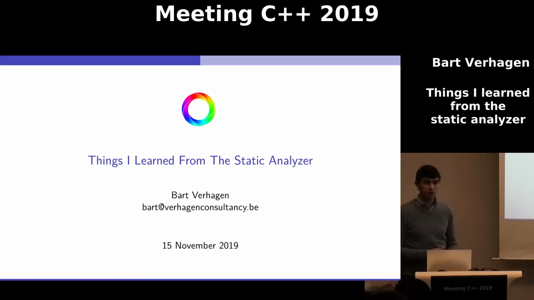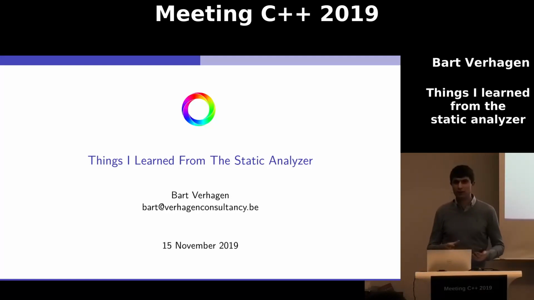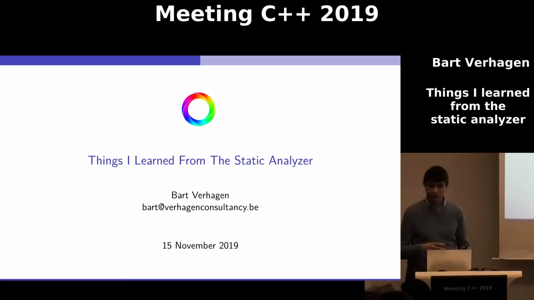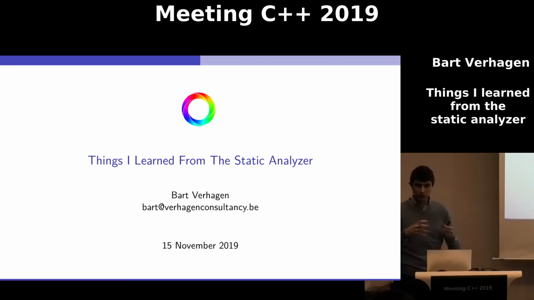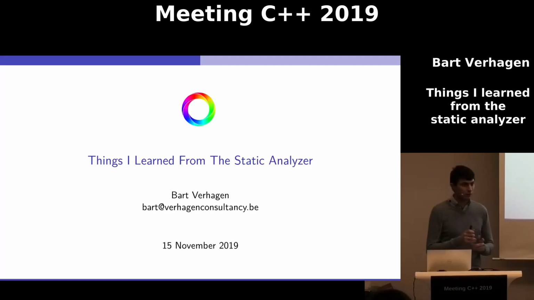So in this talk, we're going to talk about things I learned from the static analyzer. It's really going to be about the low-hanging fruit, the easy kind of things that static code analyzers typically point out to you, but that are actually very useful to have as a habit while you're coding. Some things that are really worth putting into your muscle memory and, by default, just using straight away.